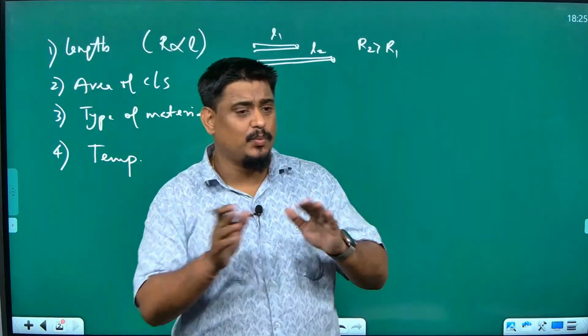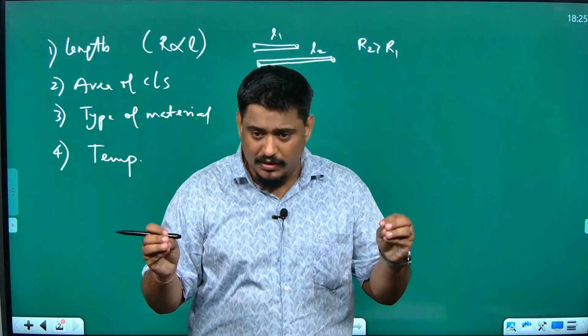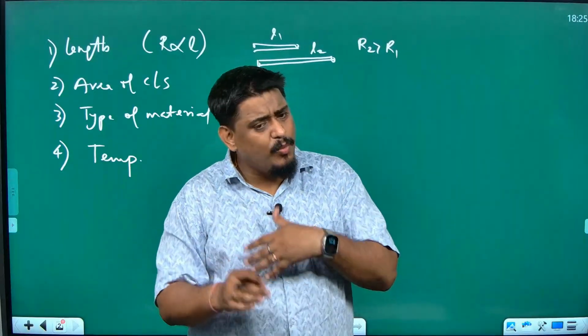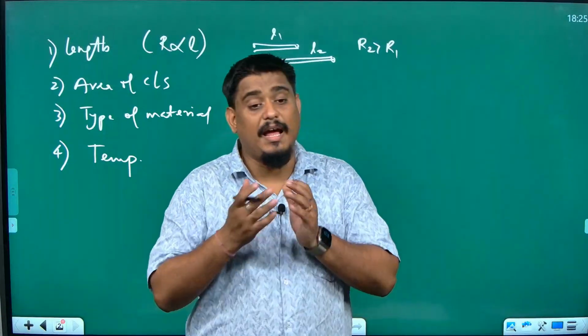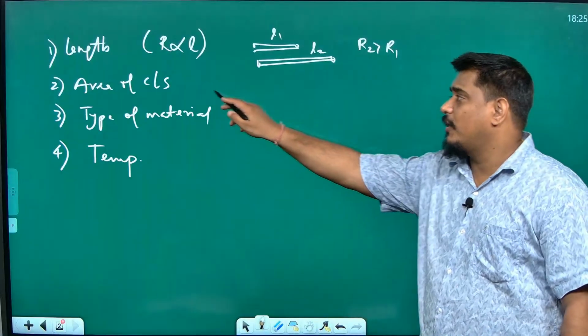If you have two wires, 1 meter long and 2 meter long, the 2 meter long wire is longer, so it will have more electrons. If it is having more electrons, there are more collisions possible, so it will have more resistance also. That is how you should remember. And what about the area of cross section?